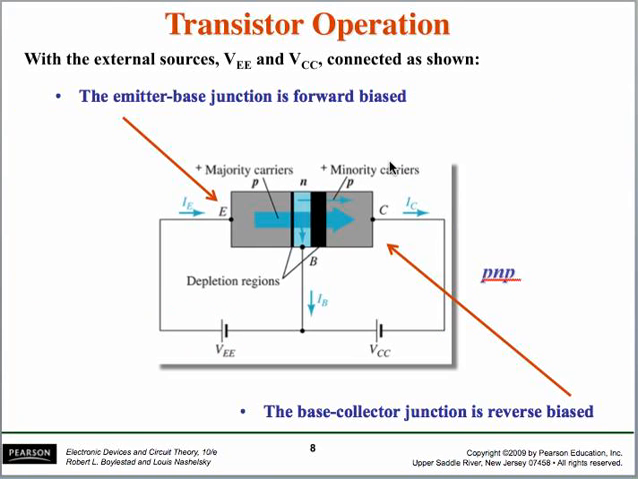Now let's connect our transistor with external battery sources. In this example I'm using a PNP transistor, but the basic principle of operation is the same regardless of whether it is a PNP or NPN type transistor. Here you have the PNP type, and the emitter and base are connected to VEE, or V emitter, and the base and collector are connected to VCC, or V collector. Immediately you should be able to see that the base-emitter junction is forward biased. The emitter is P-type and it is connected to the positive terminal of the battery, right? And the base and collector are reverse biased because the collector terminal is P-type, but it is connected to the negative terminal of the VCC.